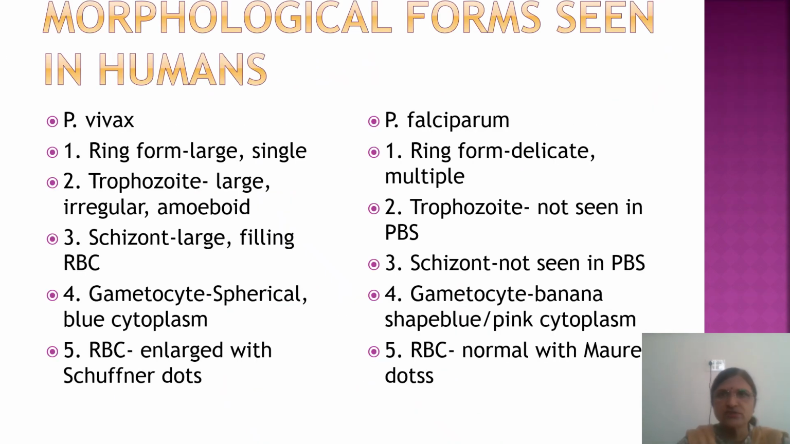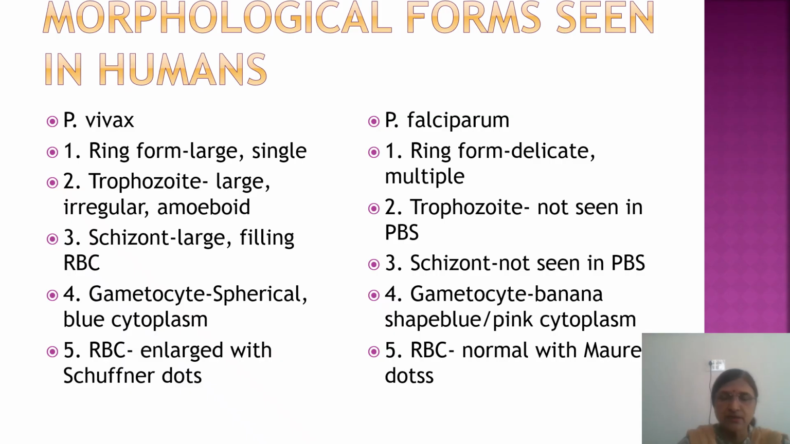Now, what are the morphological forms seen in humans? In P. vivax, it is mainly the ring form, which is thick and single. Then the trophozoite form is large, irregular, amoeboid. Third, the schizont form is large, filling the RBC completely and containing merozoites. Then the gametocyte is spherical with light blue cytoplasm. And the RBCs are enlarged with Schüffner's dots present in the RBC in P.